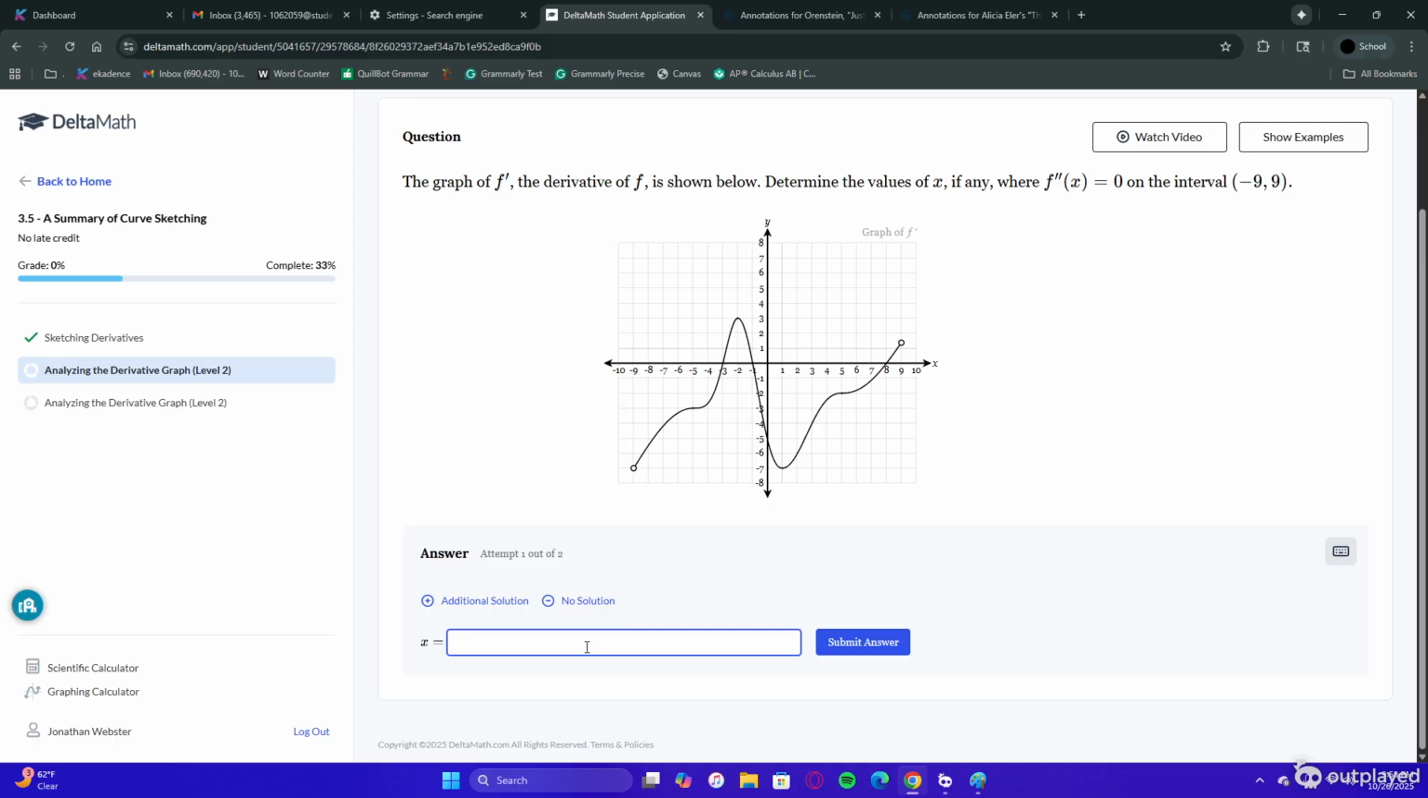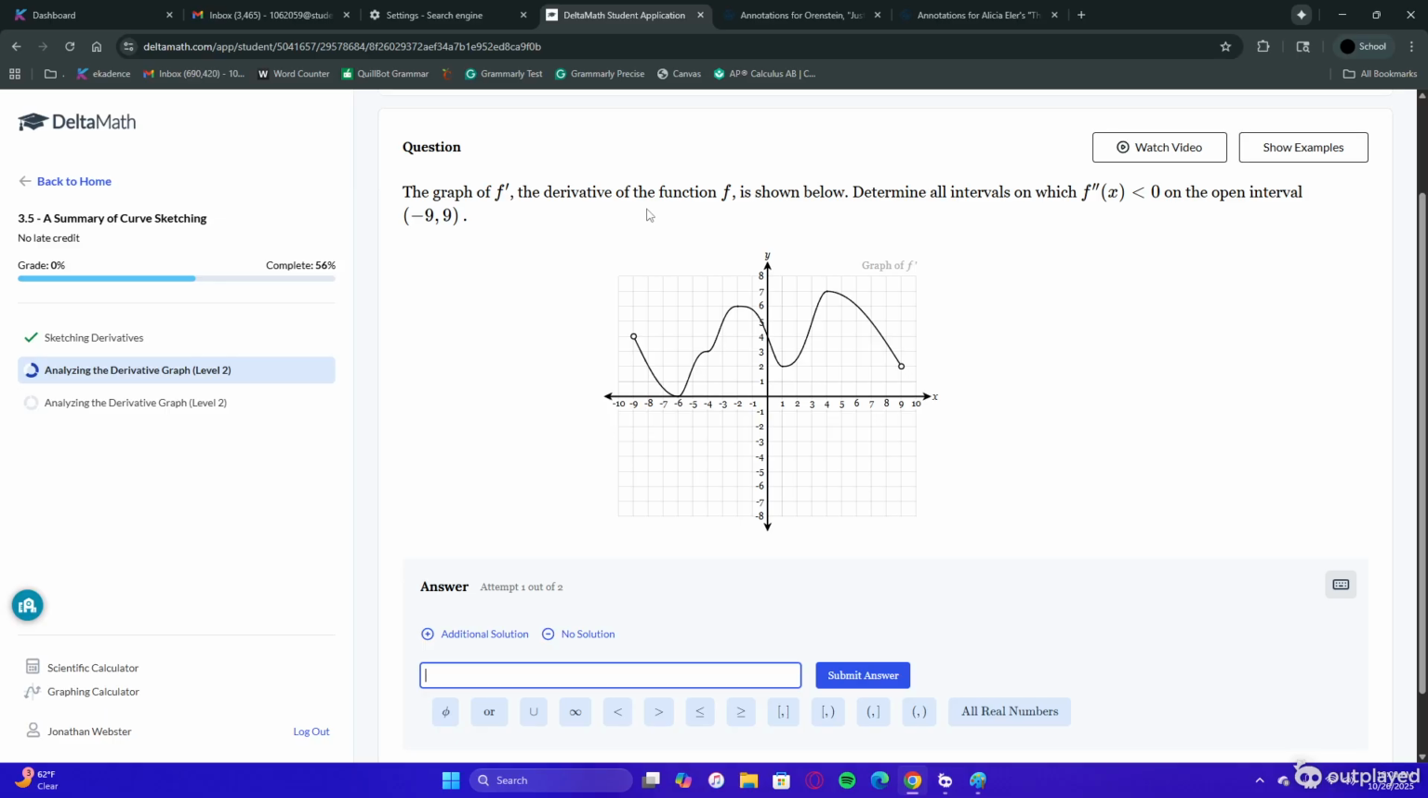So at x equals -5, and then right here, the slope is 0 for a small point at -2, and then all the way down here, the slope is going to be 0 at 1, and then right here, the slope is going to be 0 at 5. Okay, again, we have to see where f double prime is 0, and we're given f prime. So it's going to be 0 right here at -7, right here at -4, right here at 1, and right here at 4.